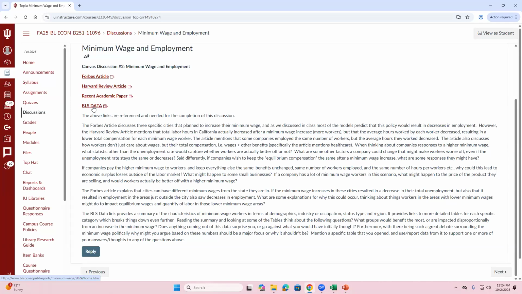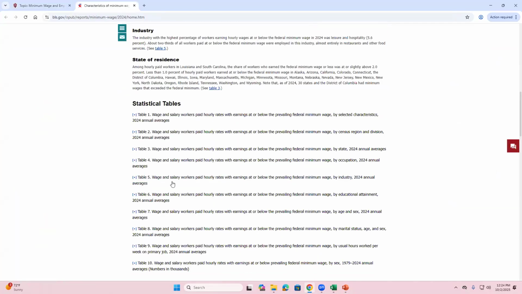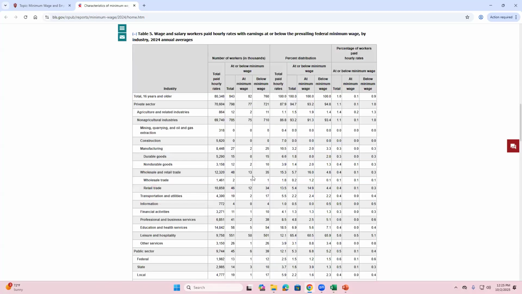In your response, you need to support something, a question you've answered or some statement you've made, using this BLS data link. It has a bunch of different tables that have minimum wage broken down by demographics, region of the country, type of occupation. So you will tell me what table you accessed. They're all at the bottom here. And then you will use some of the numbers, and some of the questions I had at the end were like, what surprises you the most about some of these numbers?